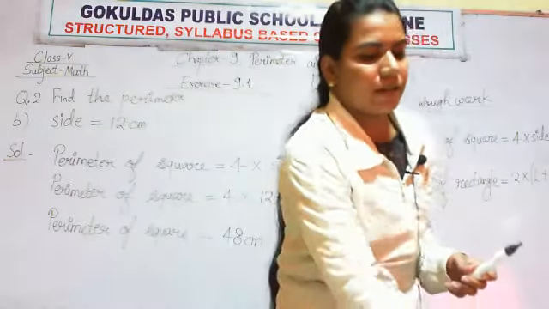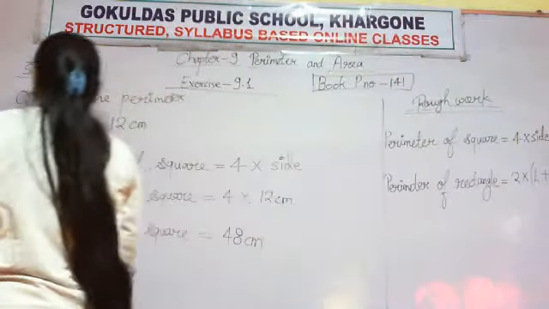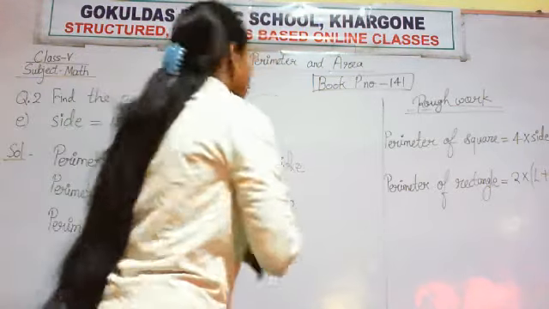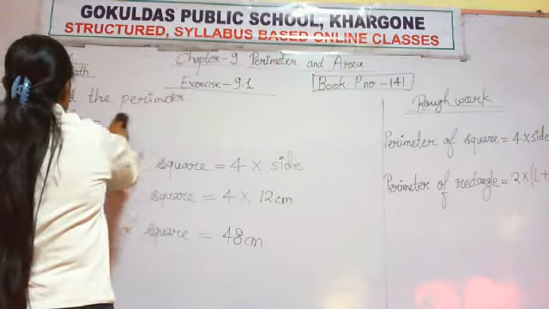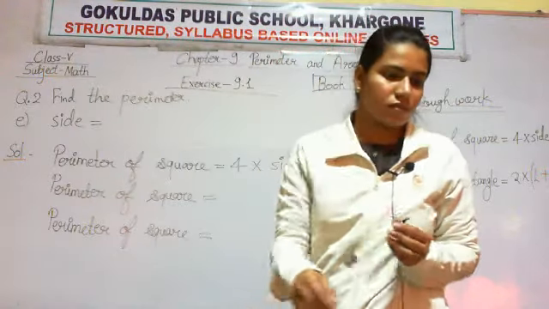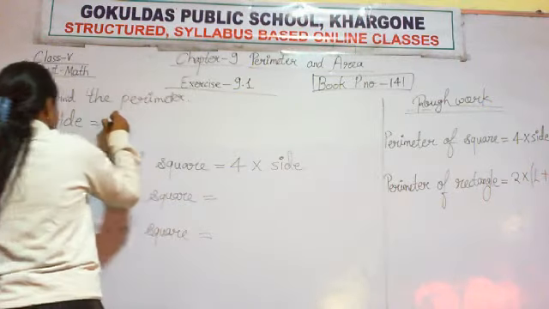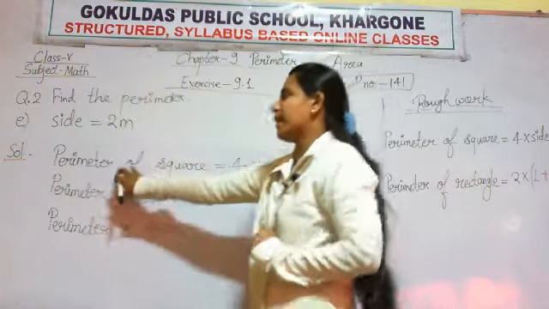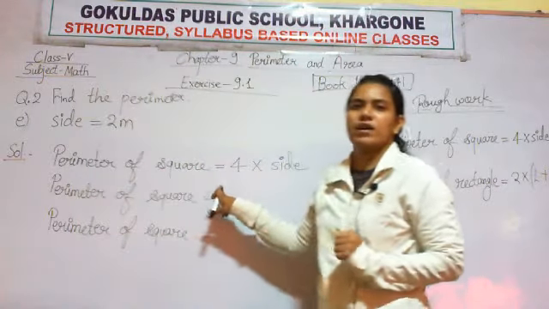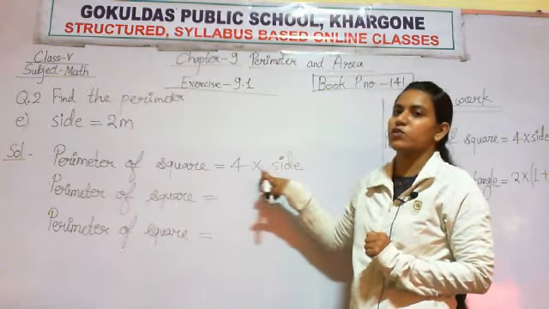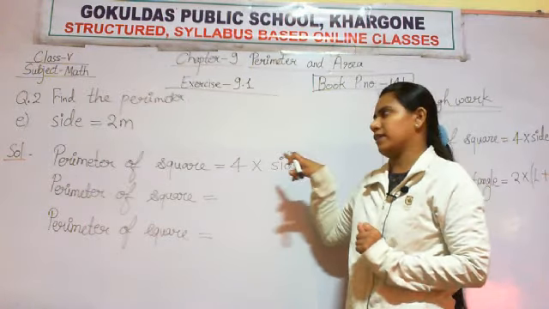Now question number E. Here the given side is 2 meter. As side is given, we will apply the formula of perimeter of square. And what is the perimeter of a square? Perimeter of a square is equal to 4 multiplied by side.